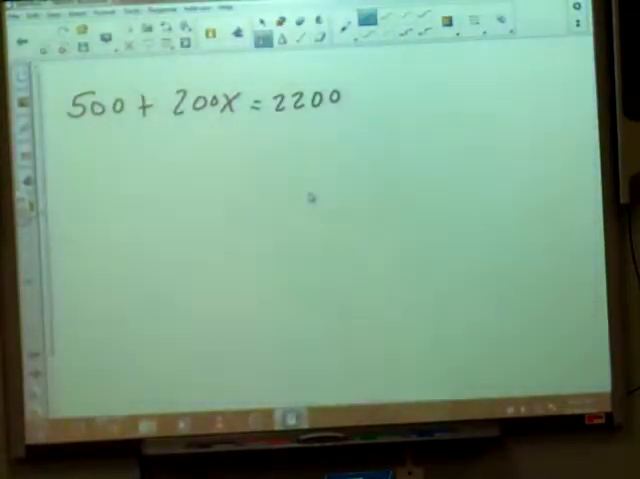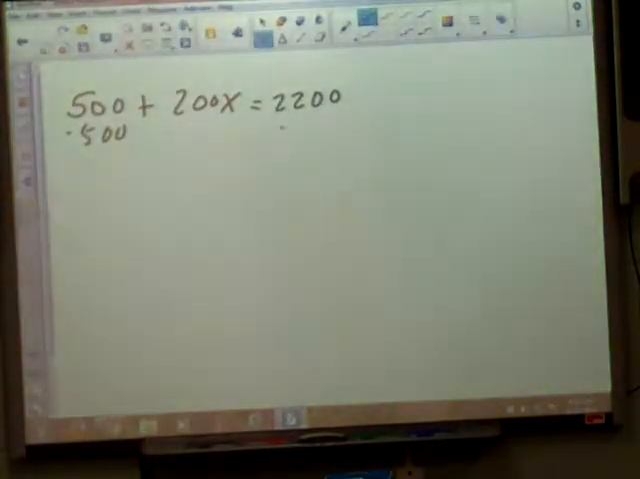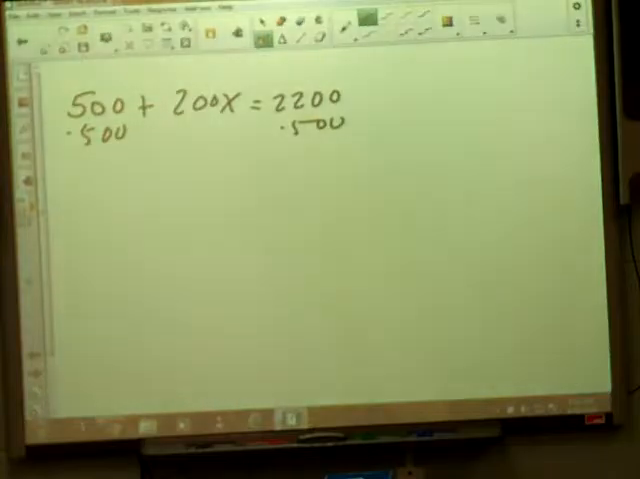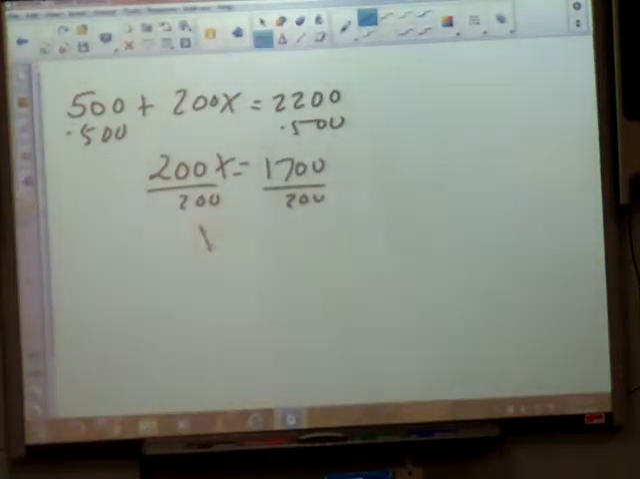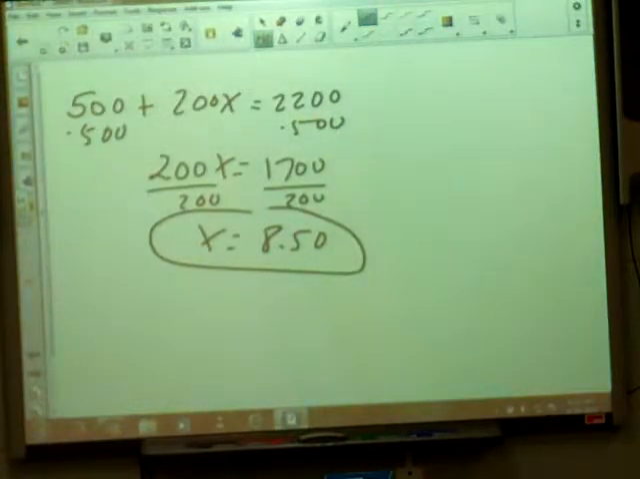So how much do they charge per foot? So we're solving for X. A lot of Algebra 1 linear stuff on this so far. Subtract your 500. Gets us 200x is equal to 1,700. Divide by 200. That is $8.50 a foot. I wonder if that's for labor or materials, because I would think it would cost more. I don't know.